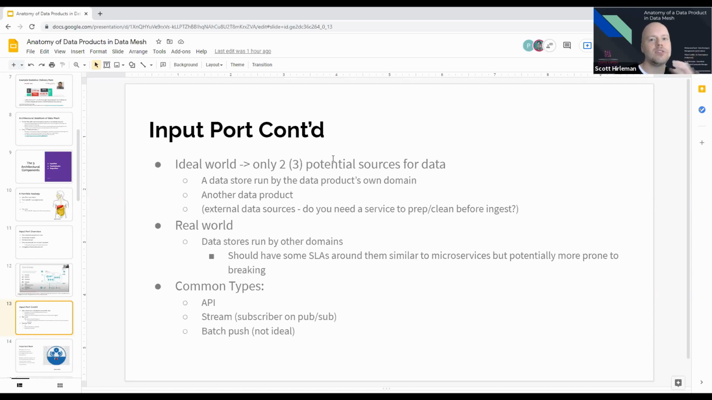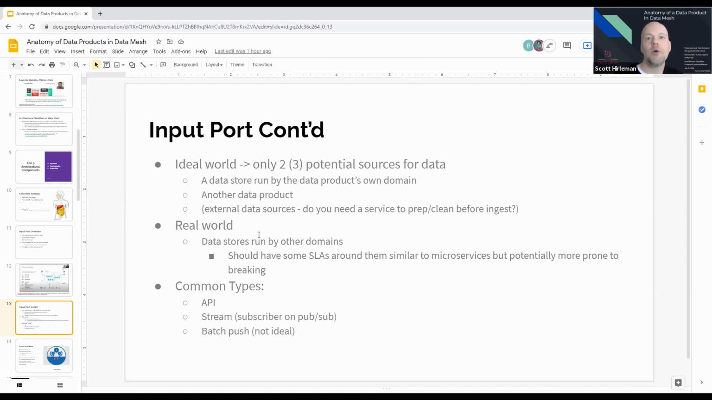There's a commitment to not breaking those, and communication of changes and things like that, and another data product, right? Because that has specific SLAs and things around it. How you do external data sources and things like that, do you need a service to prep and clean that before you pull that in via an input port? I'm not clear on that, honestly.